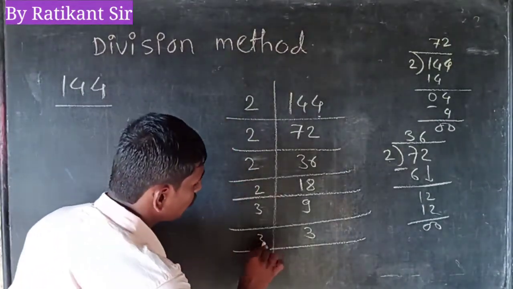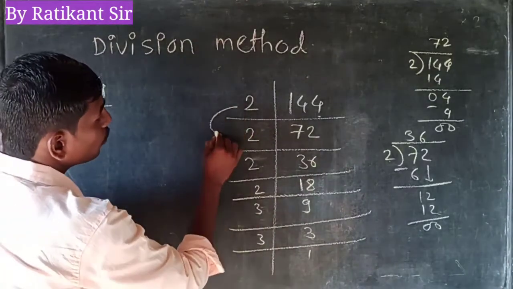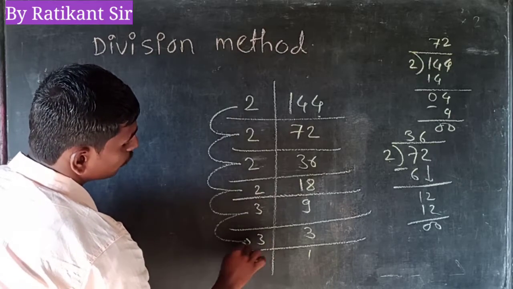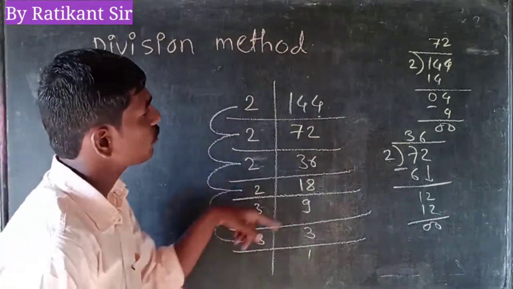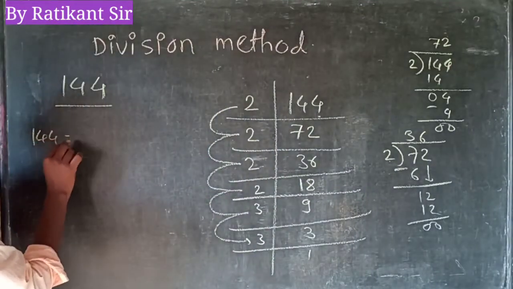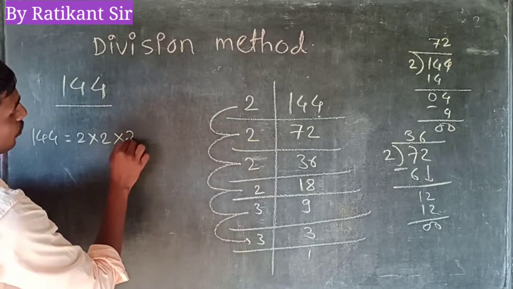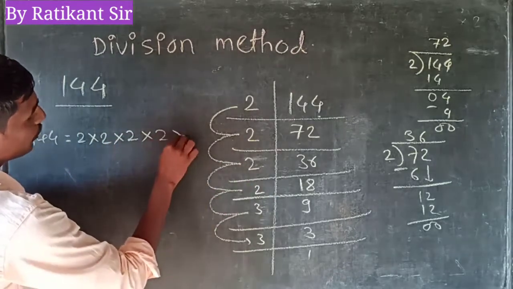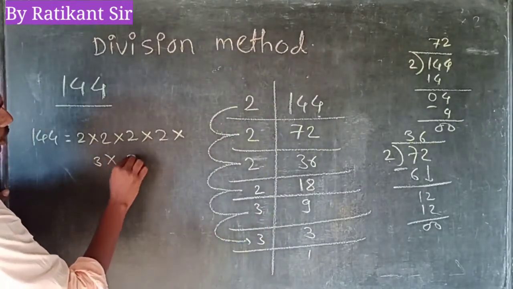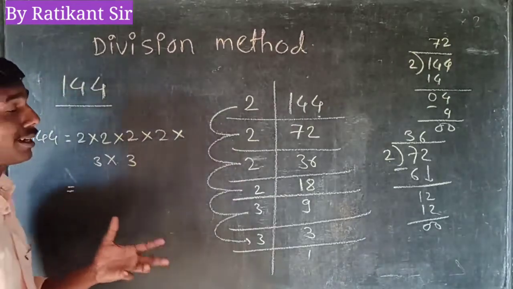So 3 ones are 3. It means that 2, 2, 2, 2, 3, 3 are the factors of 144. So 144 is equal to 2 into 2 into 2 into 2 into 3 into 3. Now we have to check whether the answer is right or wrong.